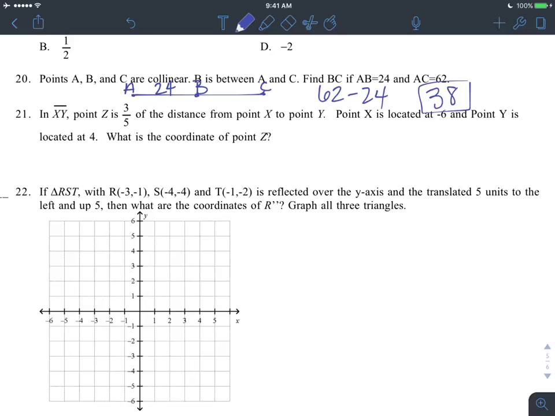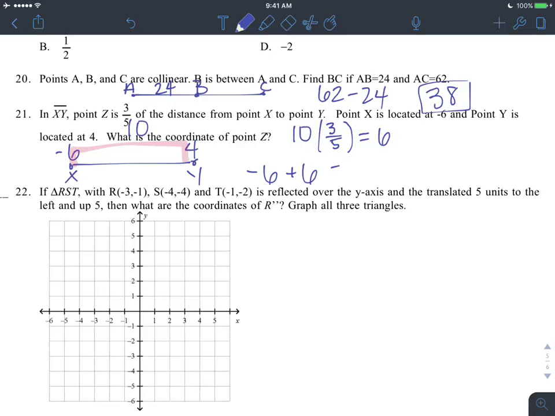All right, we have another one of those fractional distances. So we have XY, point Z is 3/5 of the distance. X is at -6 and Y is at 4, okay? So our total distance here is 10. So we have to find 3/5 of 10. So we're going to get 6 for that number. So 10 times 3/5 is 6. So we have to start at X, which is -6, and we're going to add it. And that means that Z is at 0.